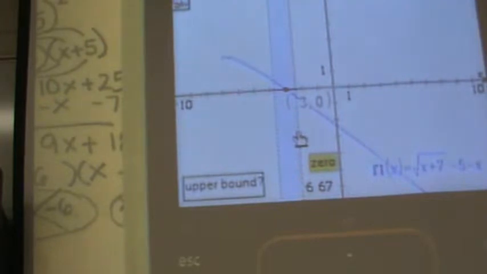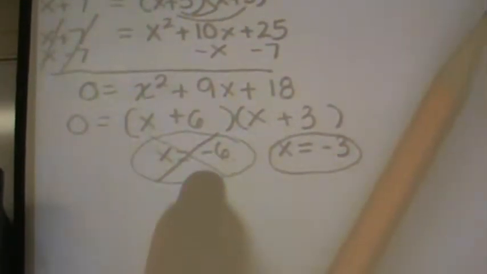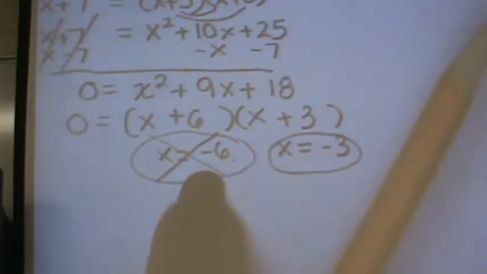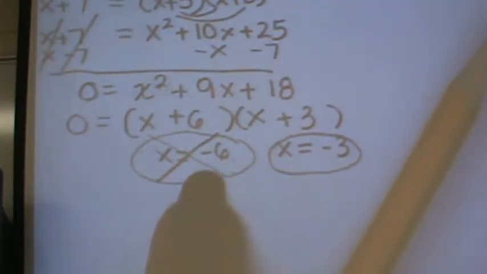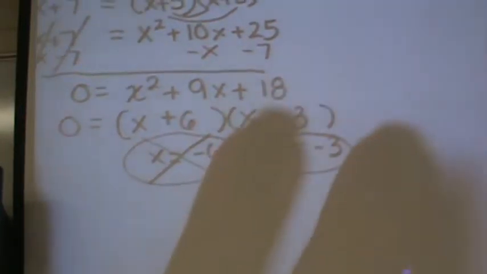Now, why do you think that -6 didn't show up? Because it's not a solution. It didn't work, so it's not gonna be part of the graph. Are you getting this? Yes. Okay, we're gonna keep doing these.